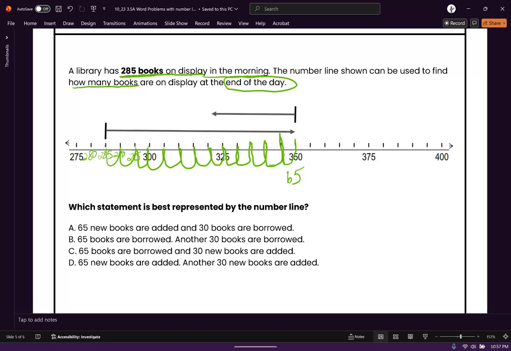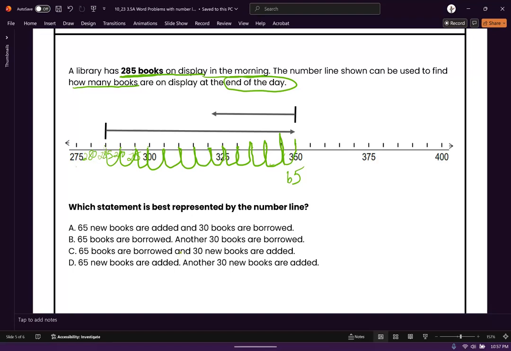So now we have an arrow going backwards. Now the arrow going backwards starts at 350 and it goes to 320. So how are we going to find that out? Okay. It's either going to be subtract or you can skip count backwards. Okay. Because each one is 5.